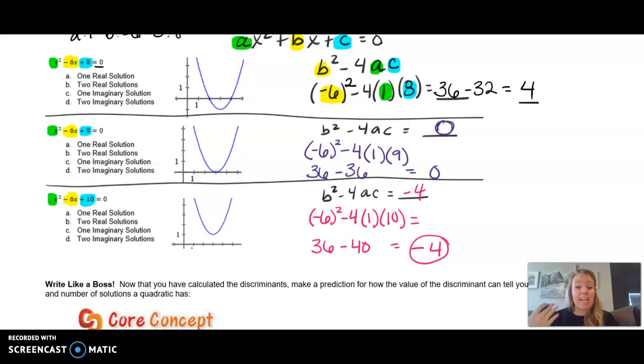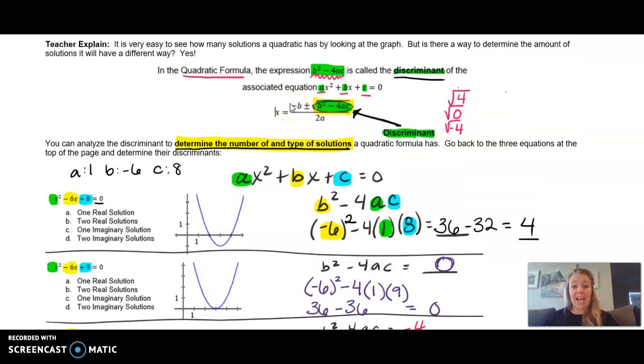Now this isn't the answer. This is the discriminant. We're just doing that little piece, like I said, inside the square root. That's what we're just trying to do first. And it's called a discriminant, and this is going to help us determine.